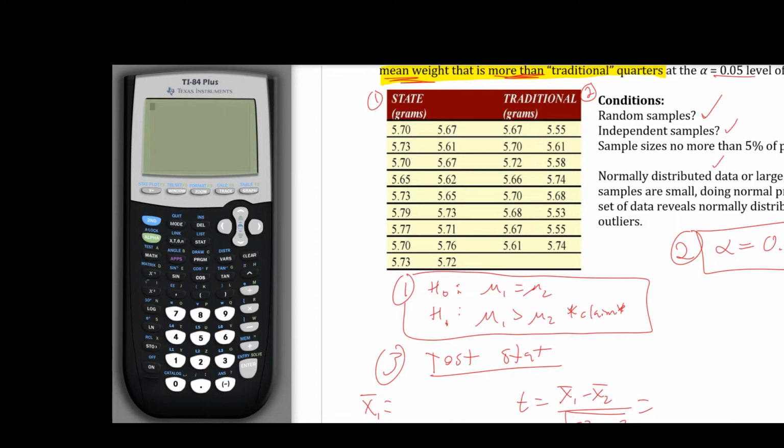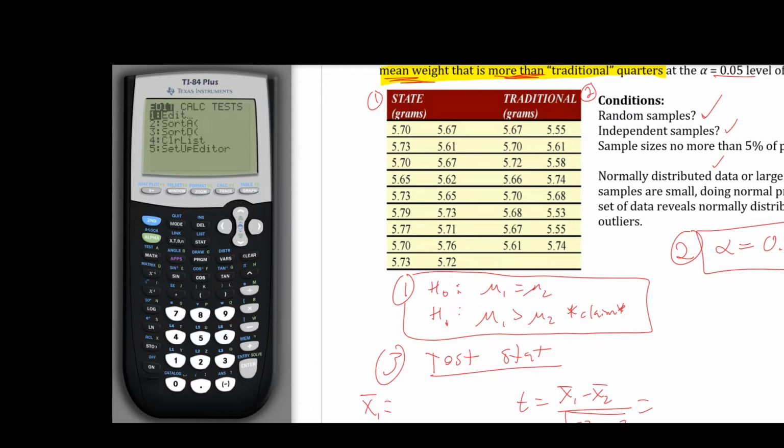All right, we're here on the calculator, the clear home screen. Go to stat. We're going to go to edit and start inputting your data in here. We're going to put the state quarters in L1 and then traditional quarters in L2. Okay, so once you put your data in, again, make sure to double check all your inputs. Go through each data entry and check to see if it's correct. Okay, that'll save you a lot of headaches. All right, so let's exit out of here.